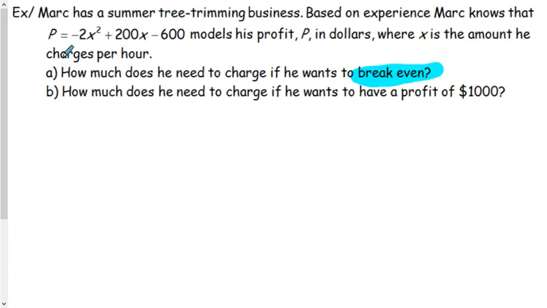Well, here's what we're going to do. We're going to take our equation, and break-even means a profit of 0, meaning you don't make any money. So we're going to put a 0 in for where his profit was, okay? He's not making any money, so break-even, and actually write that in here. So we'll say break-even equals no profit. So we're saying his profit is 0.